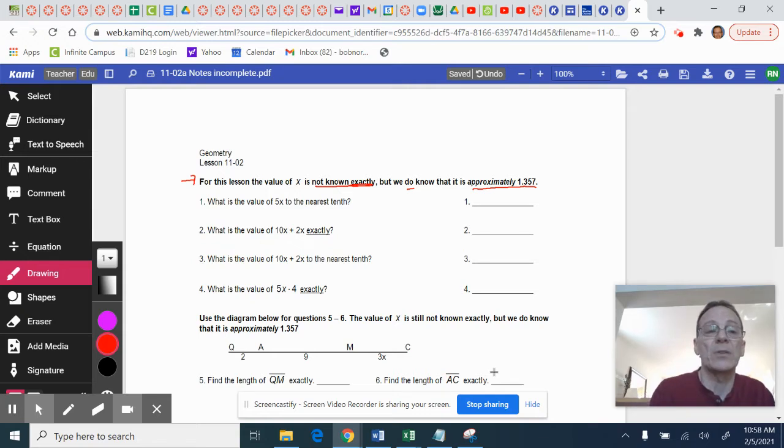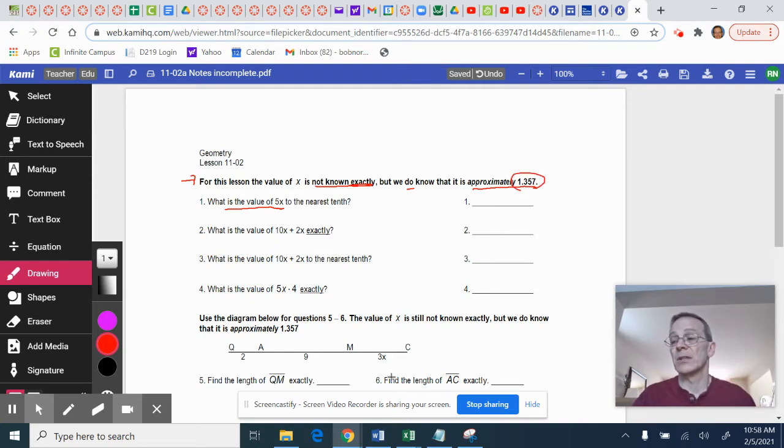So in this first question, what is the value of 5x to the nearest tenth? Well, we would just multiply this value of x by 5, right? We'd get 6 point something, something, something. We round it to the nearest tenth. We'd get a result of 6.8. Okay? When I do this in class, nobody gets that problem wrong.